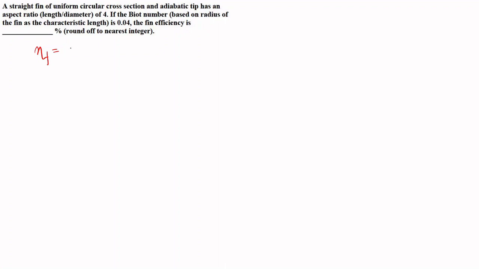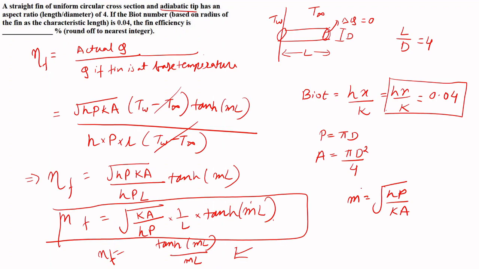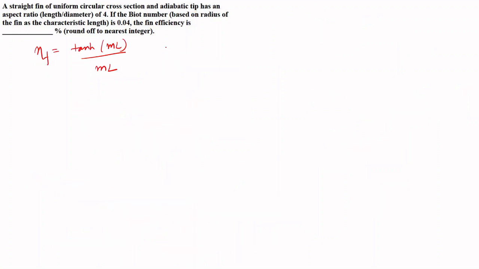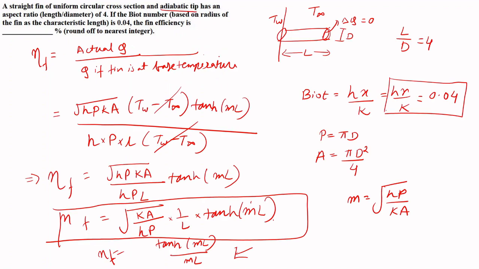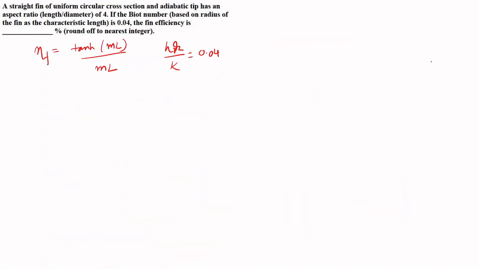So what information we are having: the fin efficiency is given as tanh ml upon ml, and the other thing we are having is hR upon k is 0.04. The other thing we are having is L by D is 4. So to find this efficiency, let's just calculate this m first.